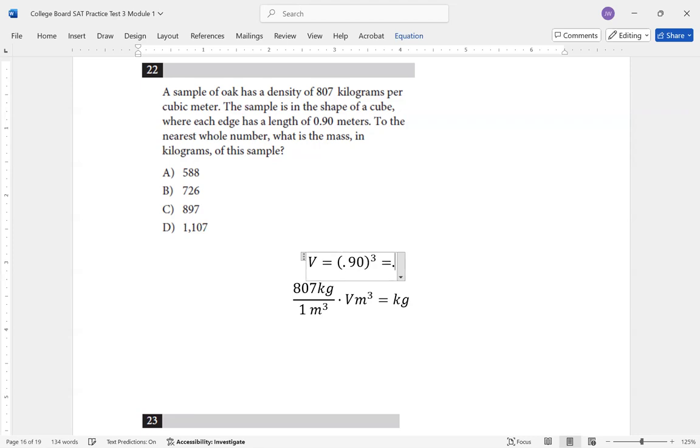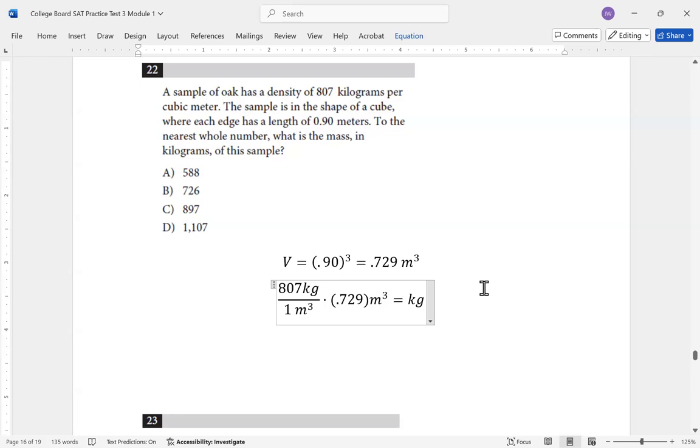which is 0.729. So that's what we're going to get, and that's going to be in cubic meters, just so that we're all on the same page. So now if we have the density of the object times the volume of the object, I can take 807 kilograms per 1 cubic meter, and multiply that times 0.729 cubic meters. That's the volume of the oak cube. And that'll give me a certain number of kilograms.